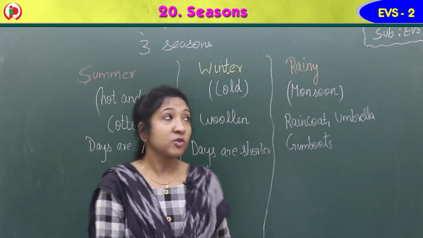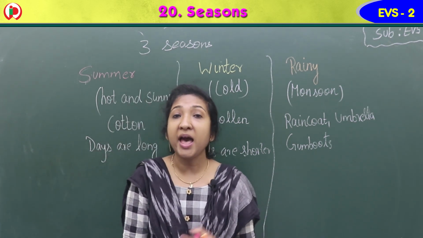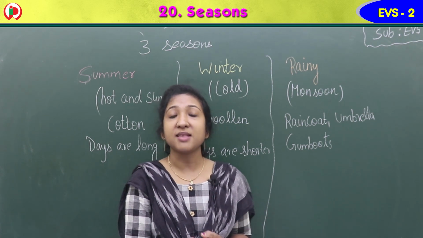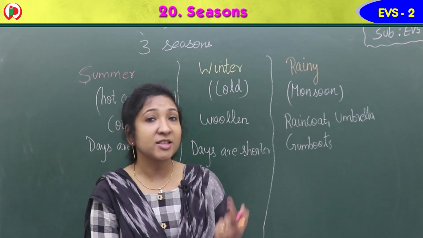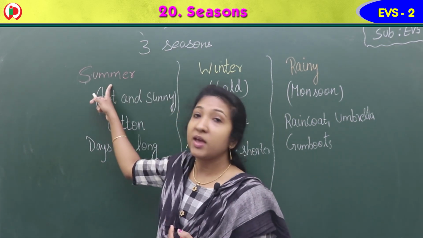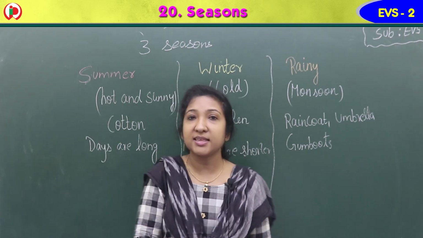Yes. So these are the three main seasons in India. Summer, winter, rainy. Summer spelling: S-U-M-M-E-R. Come on, spell it. S-U-M-M-E-R. Summer. It is a hot and sunny season.